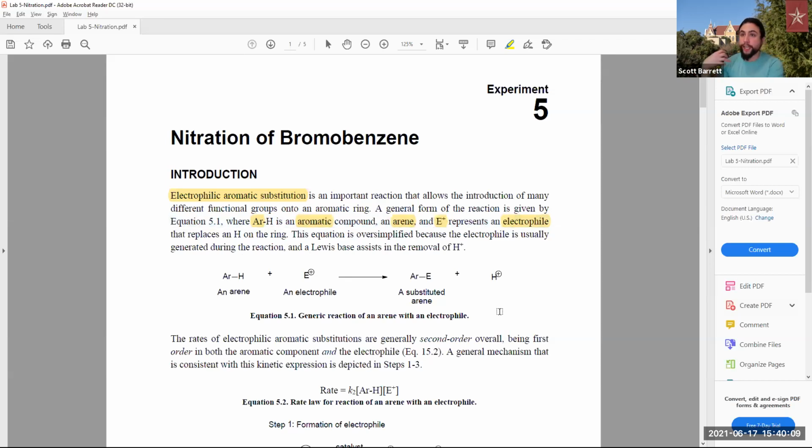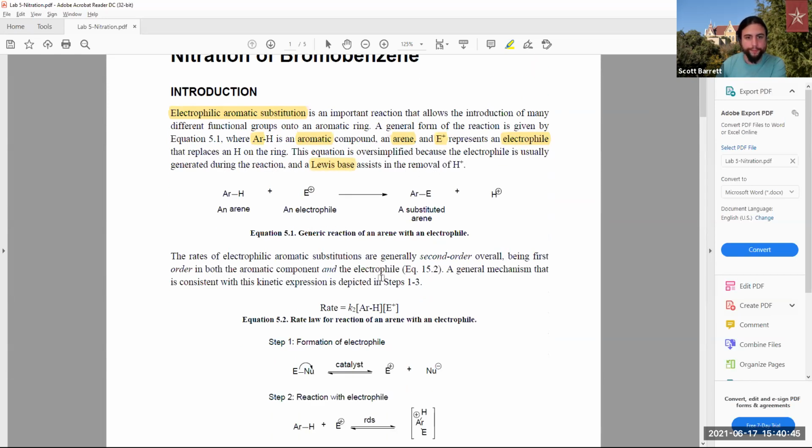So it desires electrons, right? So who is going to provide the electrons? The aromatic compound, which has a lot of electrons, sort of nucleophilic in a sense. The electrophile is going to seek it as a very large source of electrons with a lot of pi bonds, and it allows us to donate our electrons to the electrophile. And so, they say here this is oversimplified because usually the electrophile is generated during the reaction, and a Lewis base would assist in the removal of a proton.